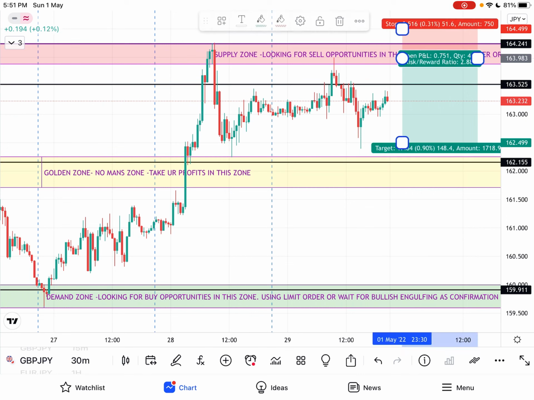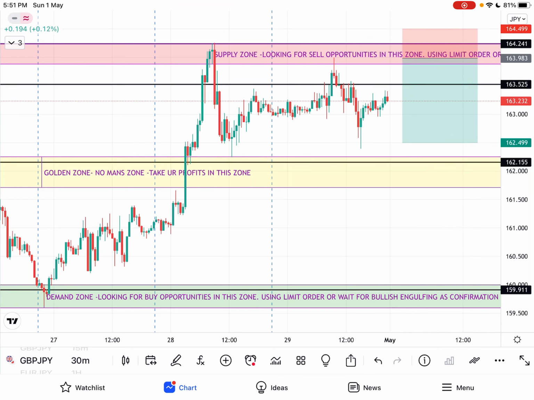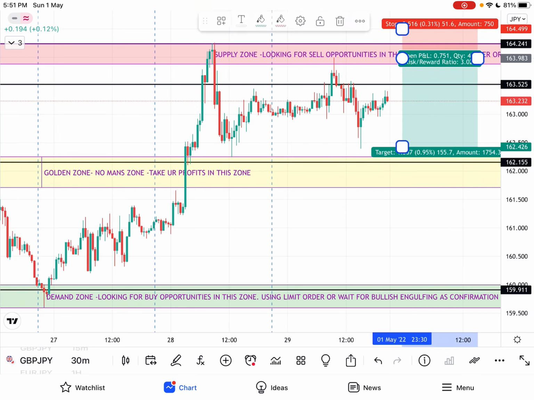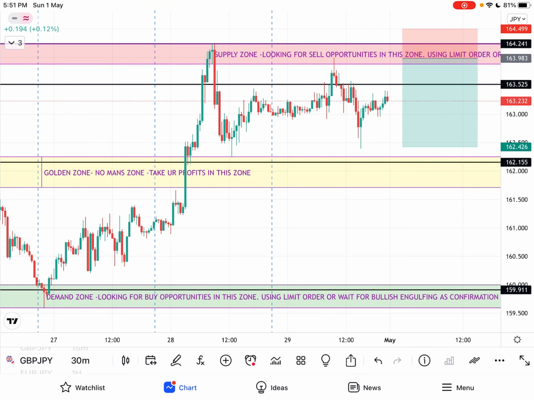Okay. Is that okay? So what's the risk to reward? This is a risk to reward of 1:2.88. Let's make it touch our golden zone, and it can give us a 1:3. Yes. I have a risk to reward of 1:3. So whatever you're risking, hopefully the trade plays out, then you're making 3 times of that. And this is how you can keep your trade simple.